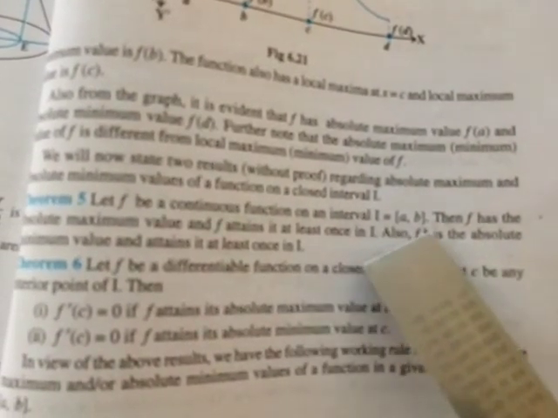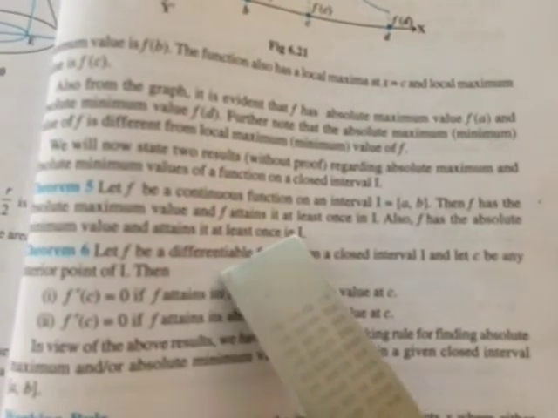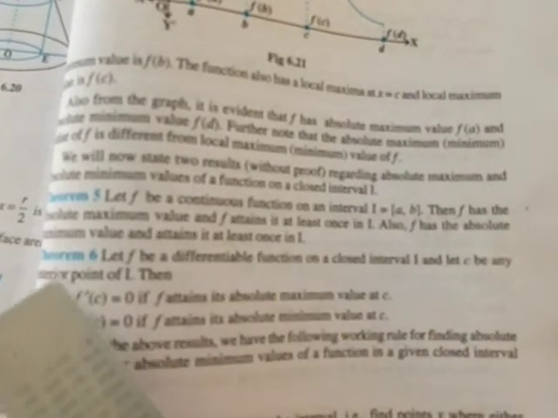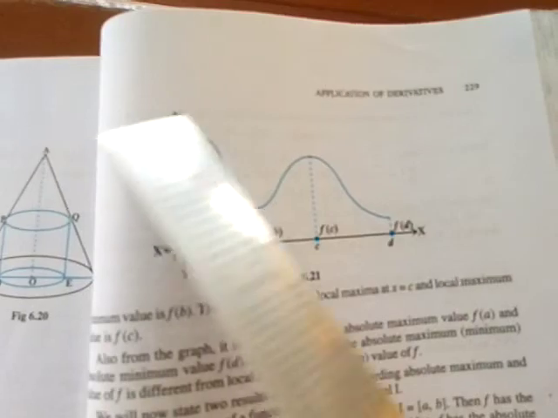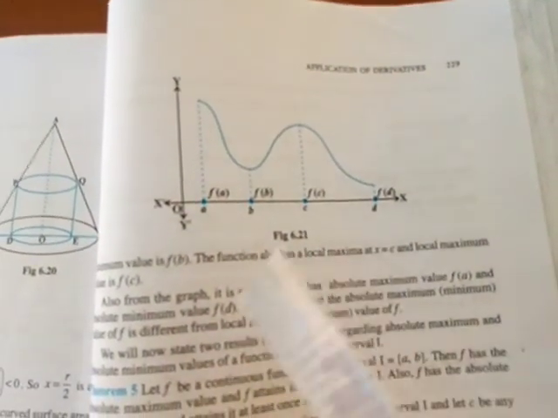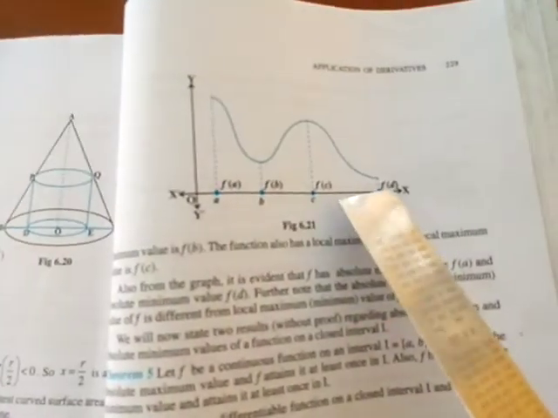Theorem 5. Let f be a continuous function on an interval I equal to [a, b]. Then f has an absolute maximum value and f attains it at least once in I. Also f has an absolute minimum value and it attains it at least once in I. So if you have a function graph like this, and it is continuous, it will have a maximum value and a minimum value, and it will attain them. See, here it is maximum, here minimum. At least once it will attain.